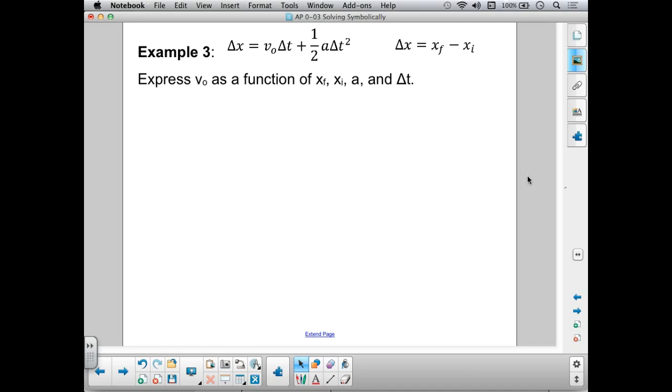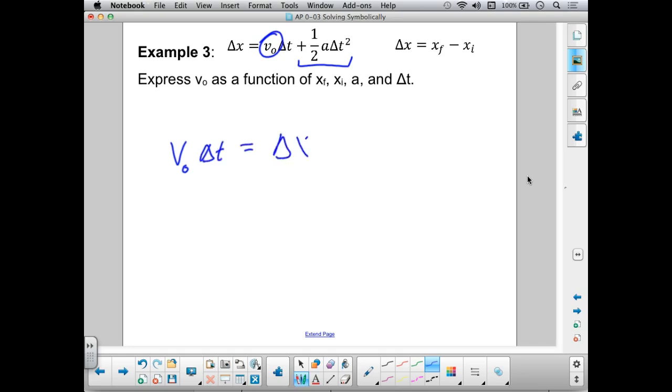Okay, let's do this. I am trying to get the initial velocity by itself. That means maybe the first thing I should do is get this term to the other side of the equation. So let's end up with V0 times delta t on one side. I'm going to have a delta x minus 1/2 a delta t squared. Now I'm going to put parentheses around delta t because sometimes I get confused and think it's two variables. So I'm going to put that there when it's next to other variables as multiplication so I don't get confused.